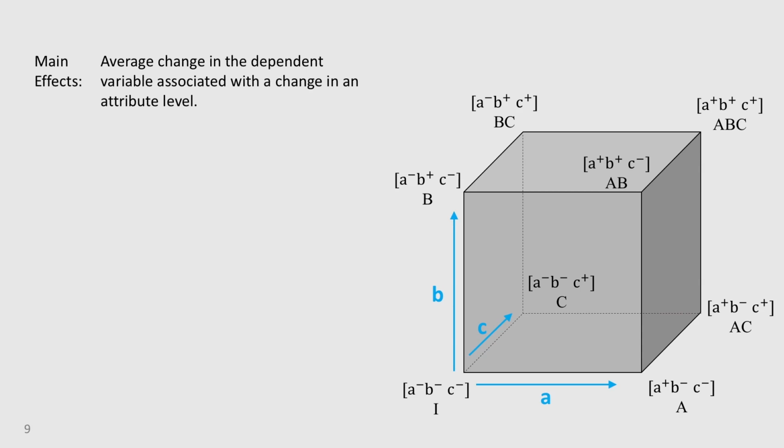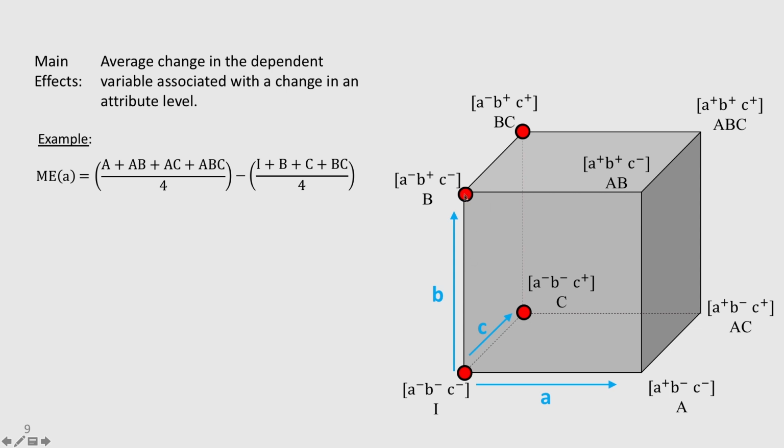We're typically interested in main effects, or the average change in the dependent variable that's associated with a change in one attribute level. So for example, the main effect for A is going from the side where A is negative to the side where A is positive. If we had observations from every one of the corners in this design space, then we would compute the main effect as the average of the positive A side, so that's the average of these 4 corners, minus the side where A is negative, so that's the average of these 4 corners.